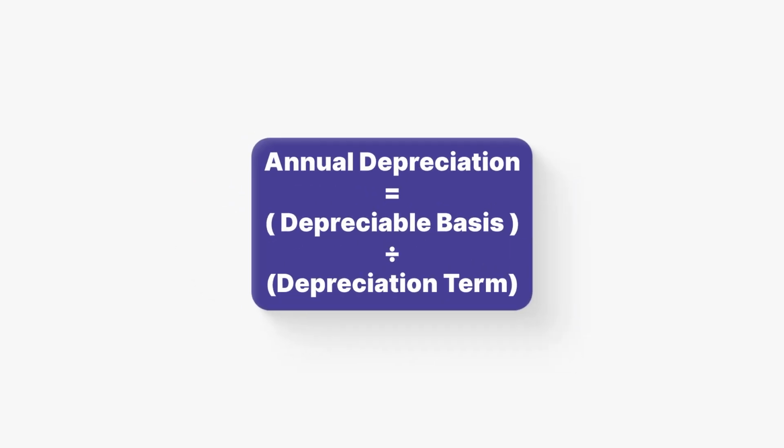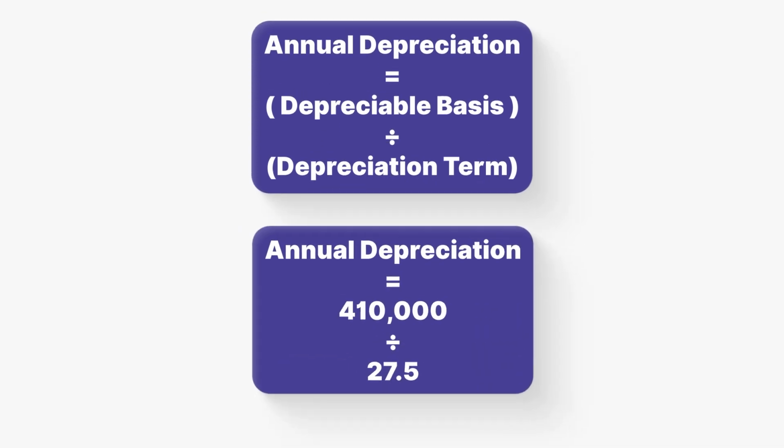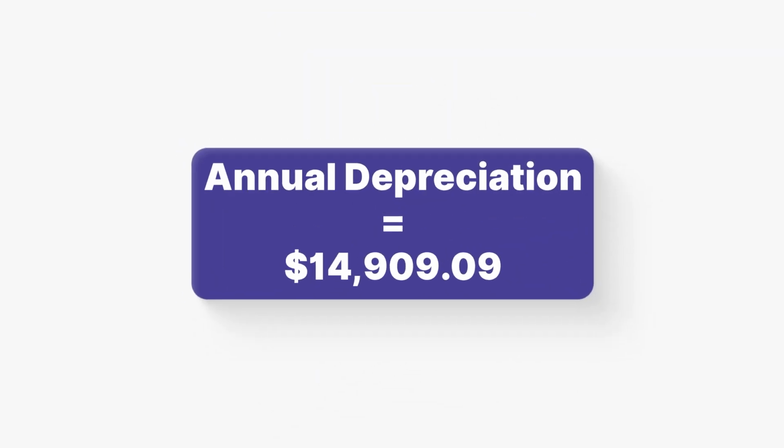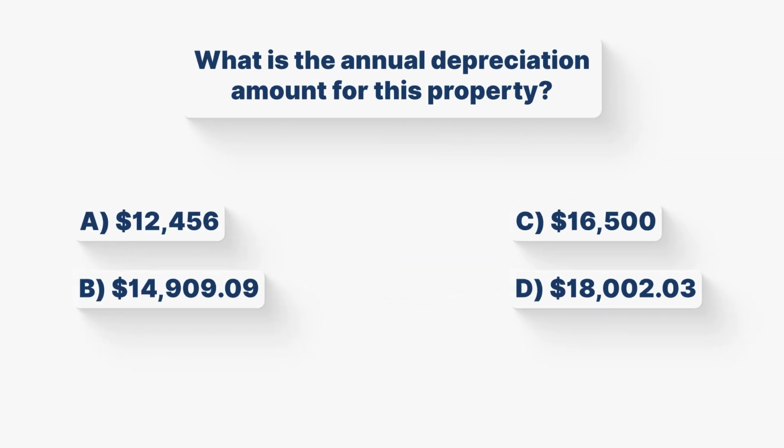Now divide the depreciable basis by the depreciation term to find the annual depreciation. Annual depreciation equals depreciable basis divided by depreciation term. Plugging in the values, annual depreciation equals 410,000 divided by 27.5. So the annual depreciation is $14,909.09. The annual depreciation for this property is $14,909.09. Answer B is the right one.